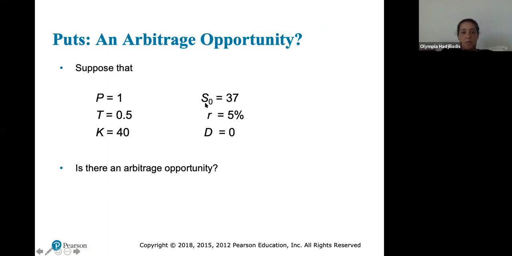So puts now. So suppose that P is equal to 1, T is equal to 0.5, K is equal to 40, S0 is equal to 37, R is 5%, and the dividend is equal to 0. And the question is, is there an arbitrage opportunity? And the answer is that there is. And let's go to the book to see how we can construct an arbitrage opportunity in this case.